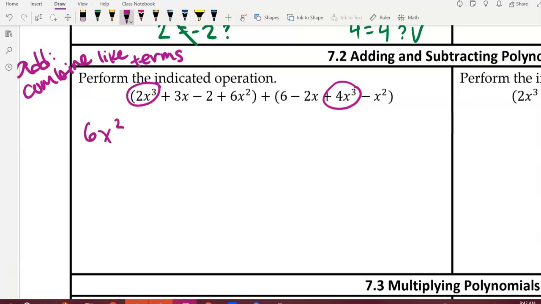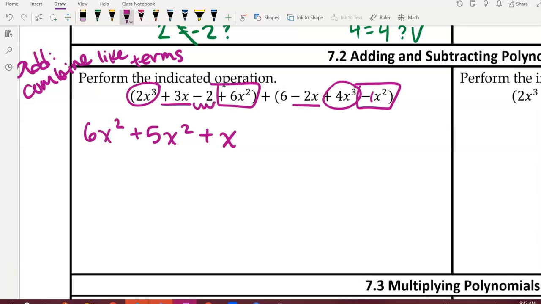Next we'll do the squares. I'll square those. That one and that one. So we have 6 minus 1, which is 5x squared. Next we have just the x's, and I have 3 minus 2, which is a positive 1x. And last we have negative 2 plus 6. So 6 minus 2 is 4. And there's our final answer.